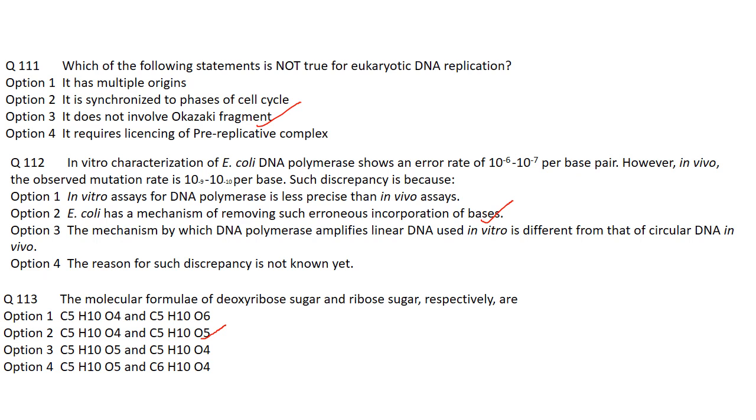Then next one. The molecular formula of deoxyribose sugar and ribose sugar respectively are. So it is C5H10O4 and C5H10O5. Answer is option 2.